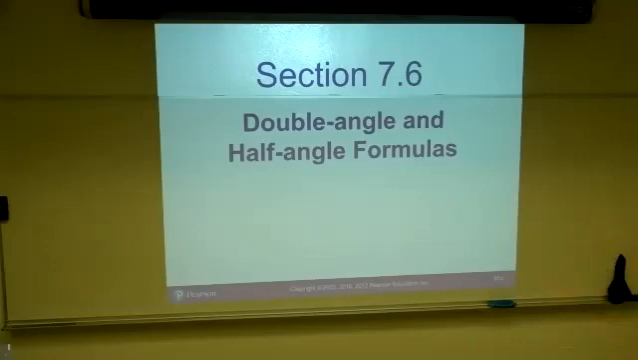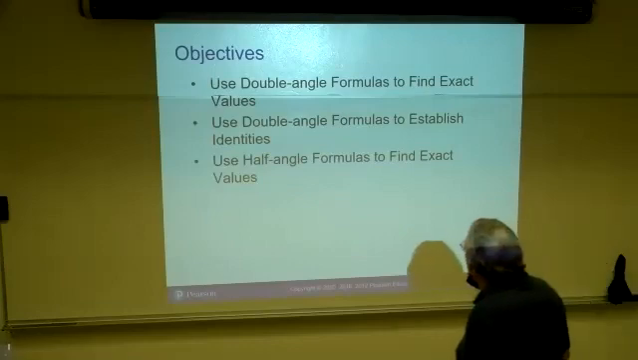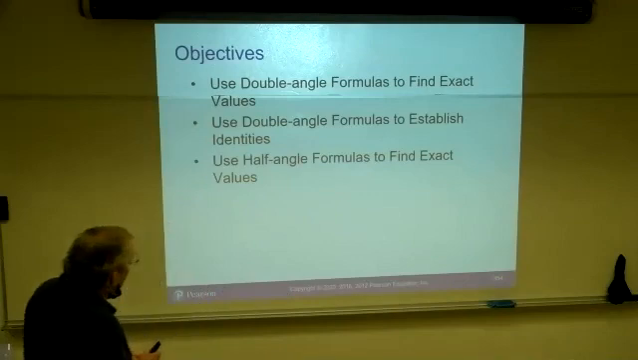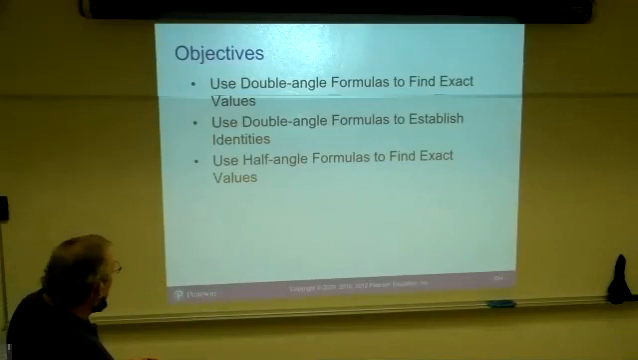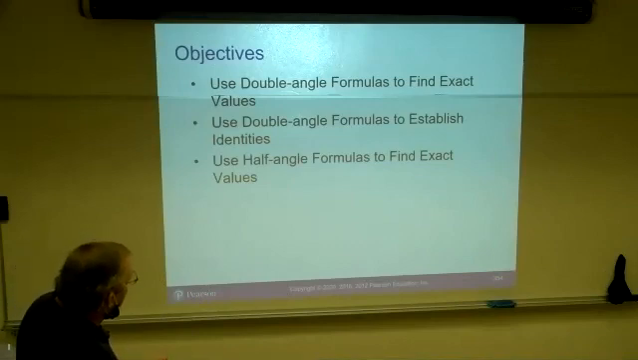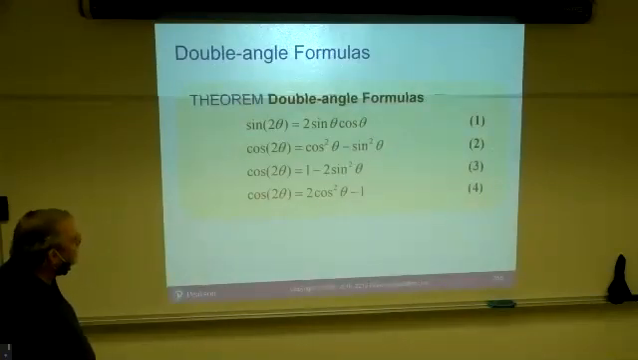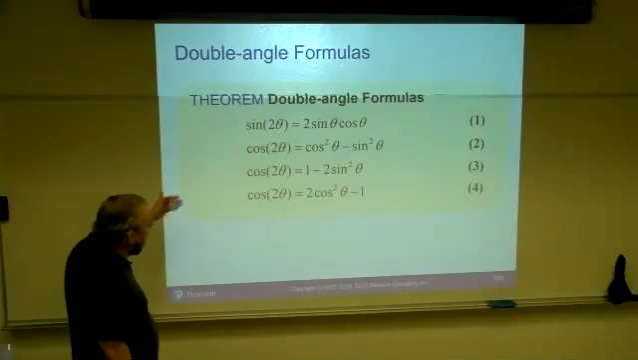All right, double angle and half angle formulas. We're going to find out what the double angle formula is, find exact values, and then use it. And we're going to find out what the half angle formula is and use it. And so we're going to use the double angle to establish identities. Well, these are the double angle theorems. And notice there's 3 of them for cosine.